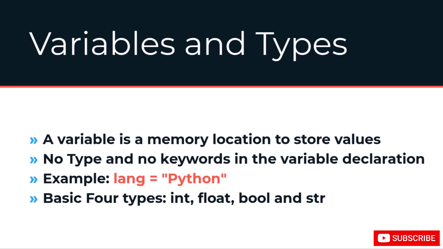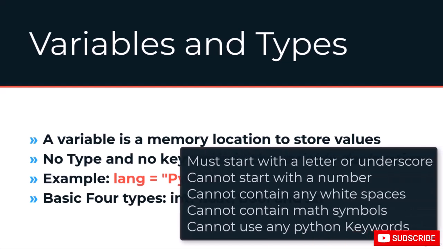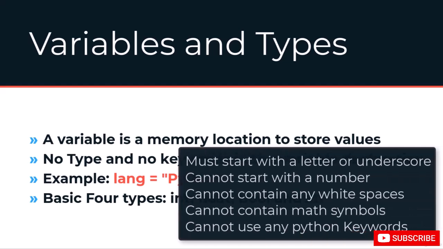For example, if you want to declare an integer number, you don't need to put int before the variable name like in C++ or any other programming language. In Python, you can put the variable name directly and assign a value to it using a single equal sign, or assignment operator. Also, there are some rules for naming variables in the Python programming language.